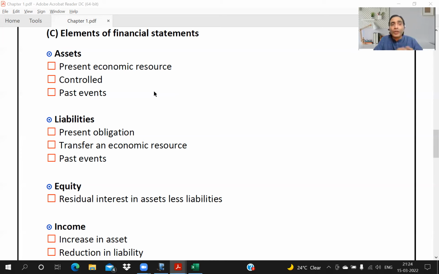Now the examiner won't ask you, define asset. There will not be an MCQ. You won't find an MCQ where you have to apply, is this an asset? No, you will have a big case study where you will be forced to think whether this meets the definition or the criteria of the asset given in the framework.